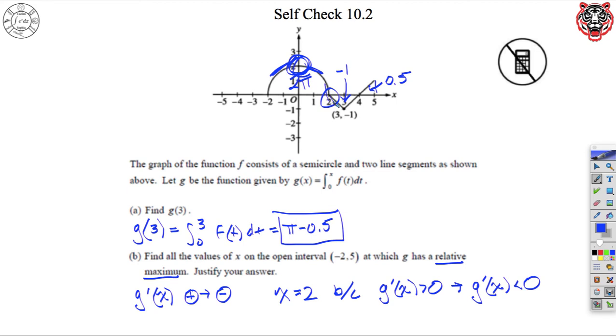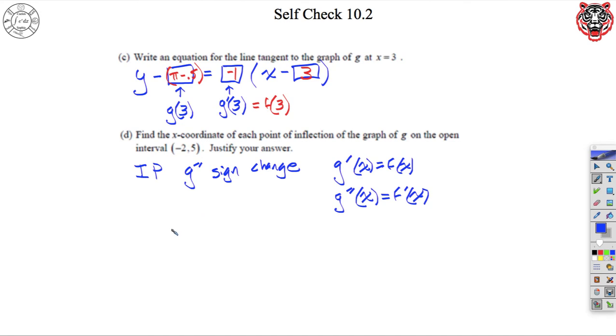Goes from a negative to a negative, so that's not an inflection point. Negative to a positive, so a sign change there, and it stays positive. So we have 2 inflection points at x equals 0 and at x equals 3. So even if it is a sharp corner, it still counts as an inflection point? Yep.